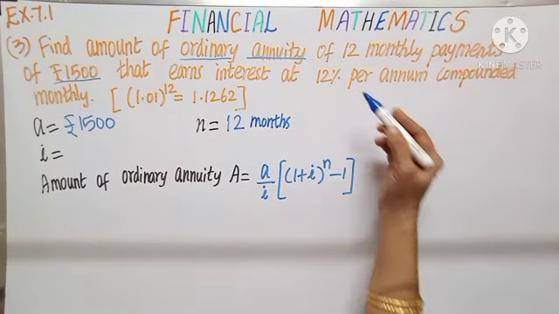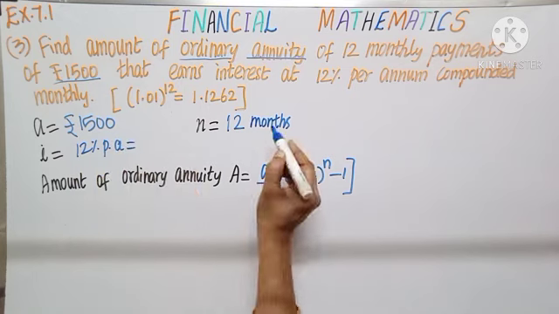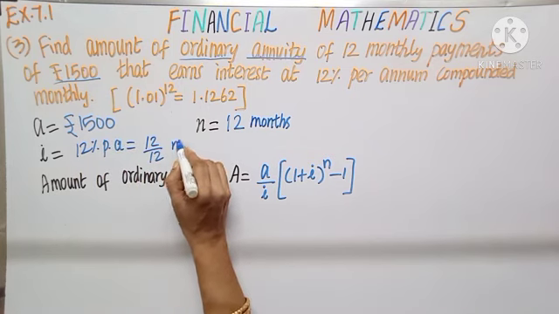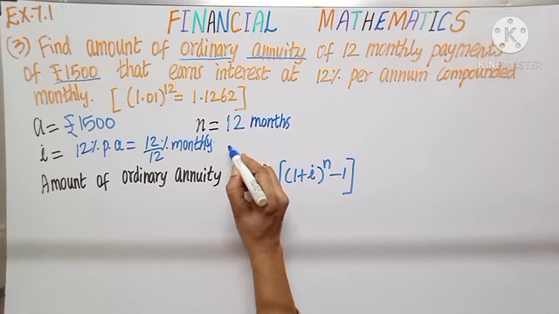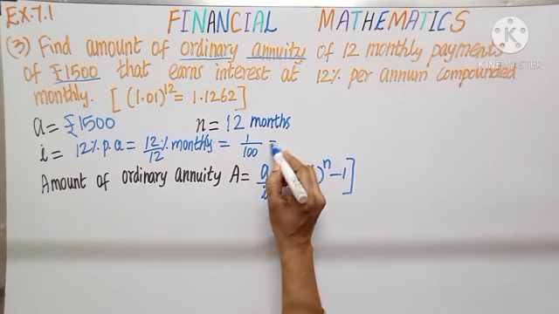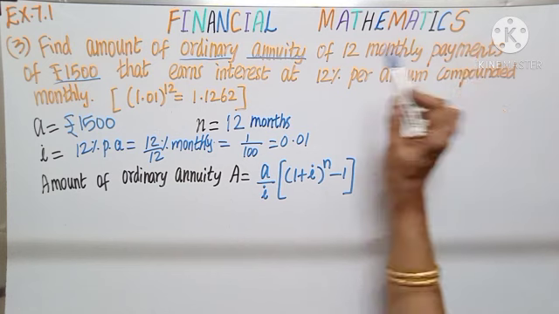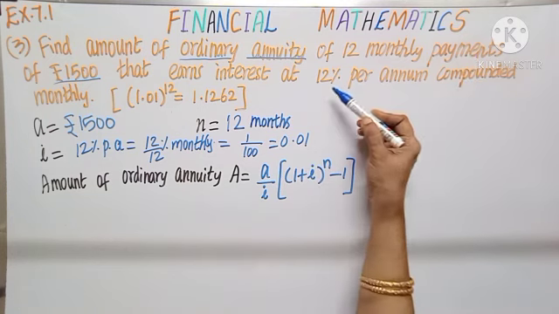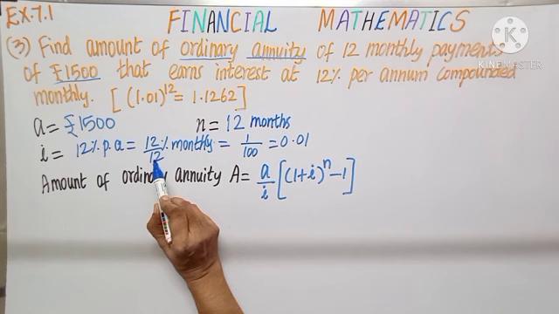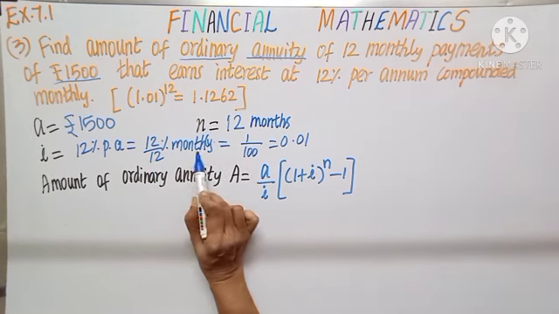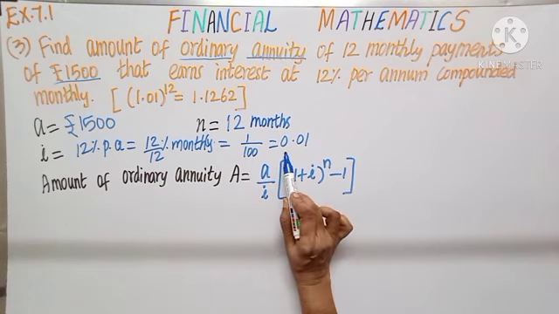Interest rate 12% per annum given. So 12% per annum, but we want monthly. So 12 by 12 monthly, or I will say it is 1 by 100, that is 0.01. 12 monthly payments tell me N is 12 months. But this is given per annum. Per annum tells me yearly. So divide by 12. Why do you divide by 12? 1 year is having 12 months. As I divide, I get 1%. That is 1 by 100, which is 0.01.